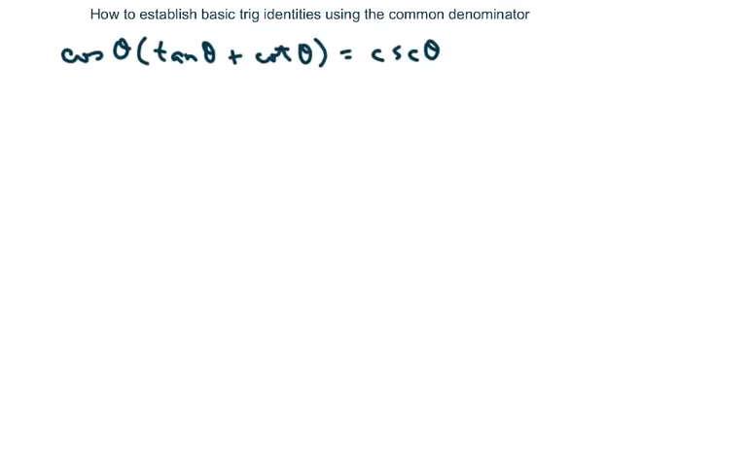Hi everyone. We're going to establish basic trig identities. By basic, I mean kind of easy ones, by finding the common denominator and simplifying that way. So basically, you look at this. You might want to look at this right here and know that that's 1 over sine of theta. That kind of will guide you a little bit where you're going here.